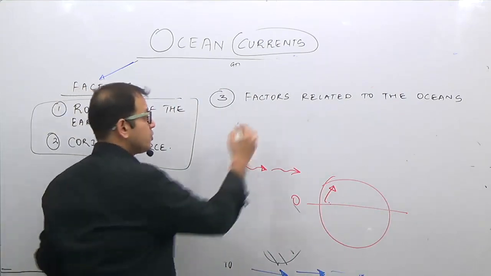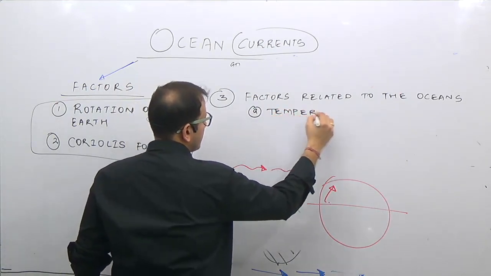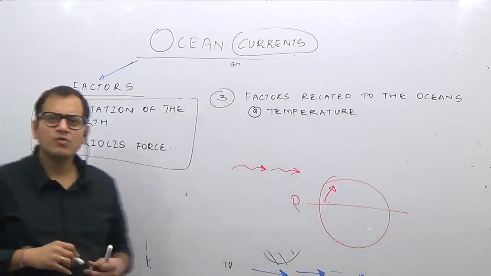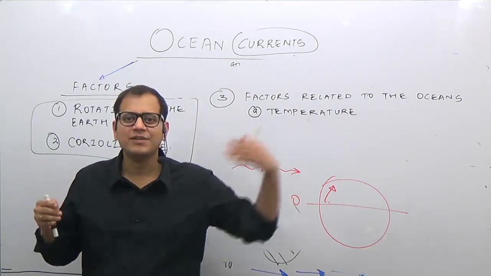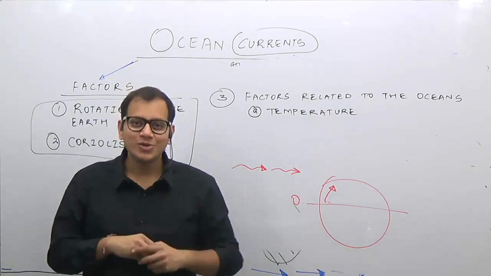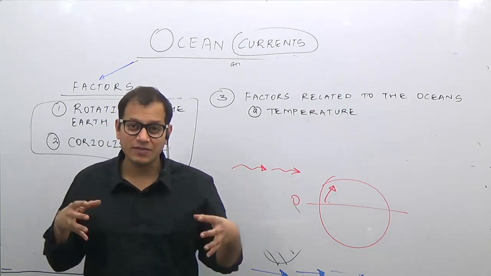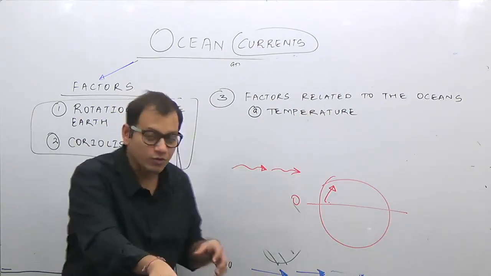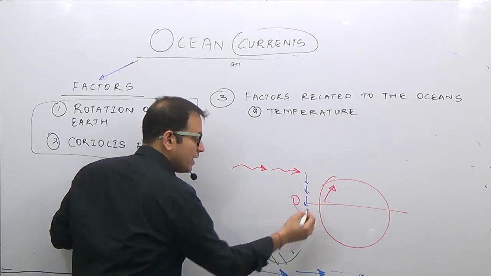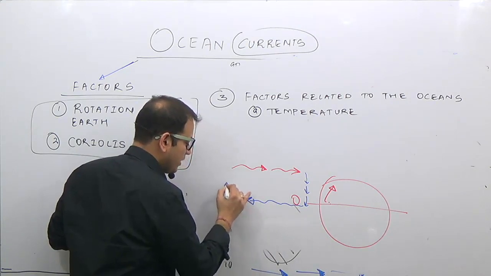So, among the factors related to the ocean, one is the temperature difference. How is the temperature causing this? The warm ocean water is lighter, it expands and it flows as a surface current. Again, the cold ocean water is denser because of the contraction. There is an increase in the density and weight of the ocean water, and therefore the cold ocean water sinks down. After reaching a certain depth, it moves towards the regions of warm ocean water, and then it comes up.